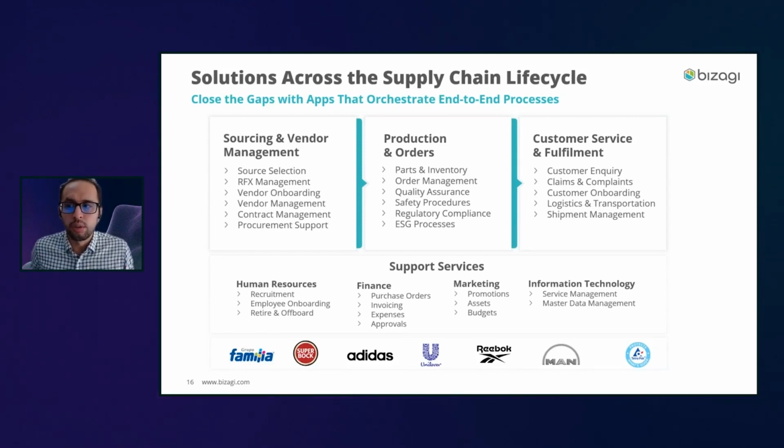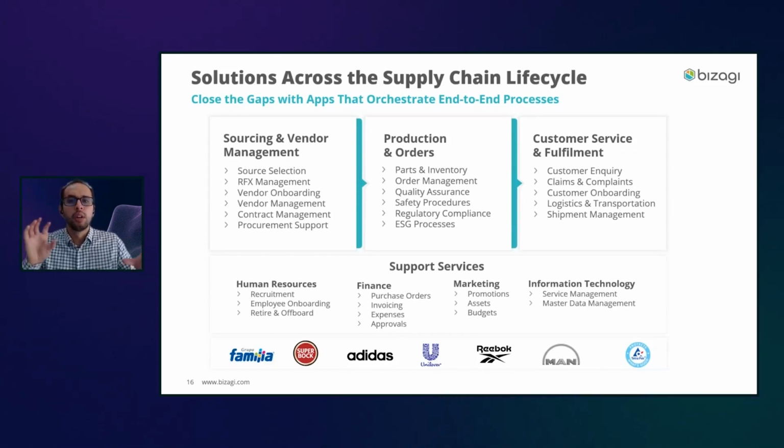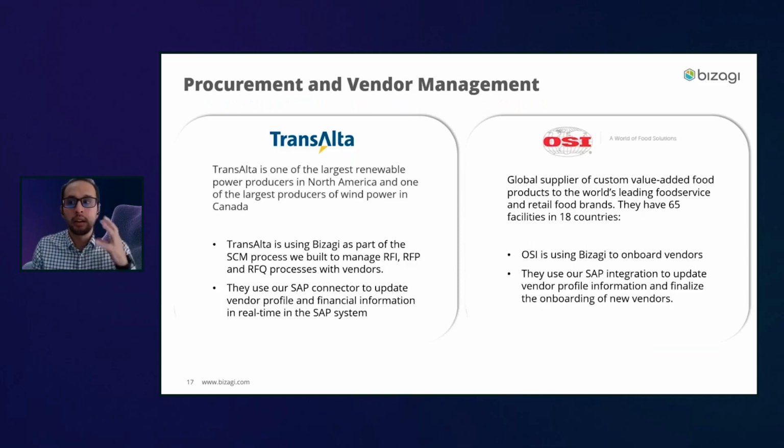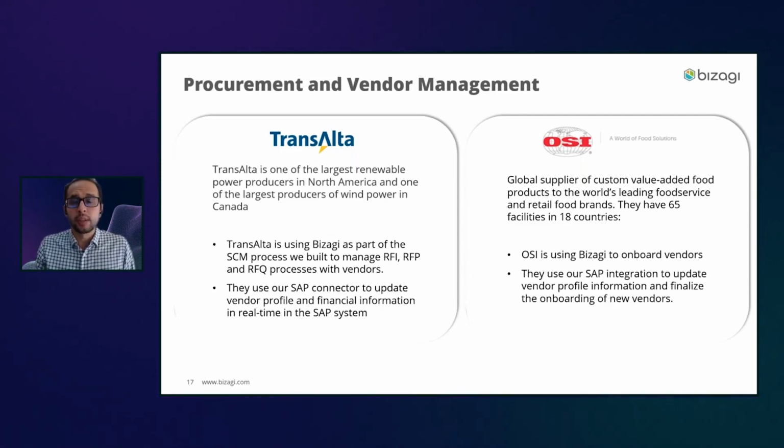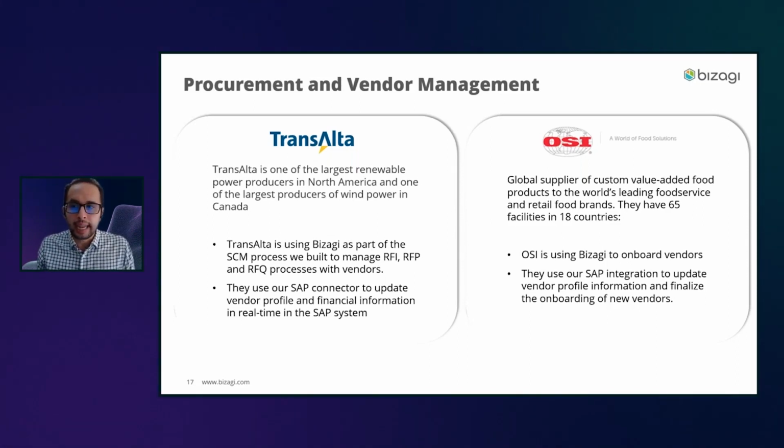And just to wrap up this point, and so that you have some idea of some success stories, I would like to finish with two big customers that are following these integrations with SAP, and that it has helped them a lot to fit the SAP clean core strategy. So from one side, we have Transalta as one of our customers. This is one of the largest renewable power producers in North America, and also one of the largest producers of wind power in Canada.